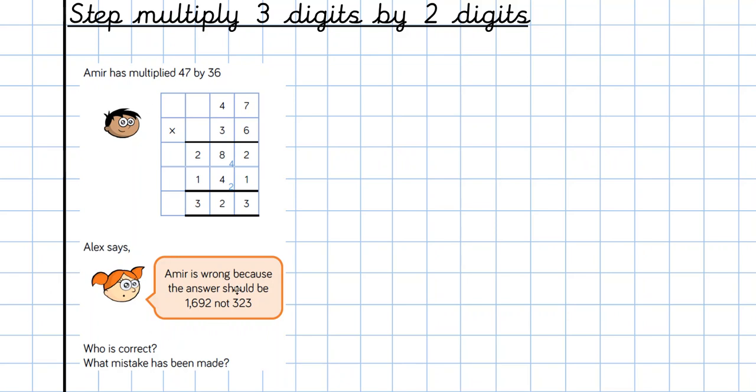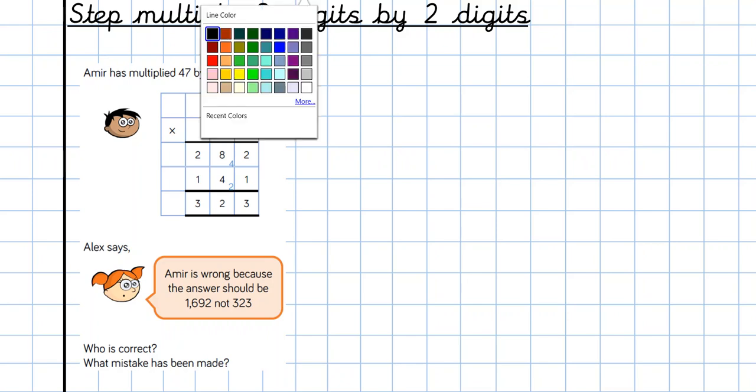So here's a little problem for us. It says Amir has multiplied 47 by 36. Alex says Amir is wrong because the answer should be 1692 and not 323. Who is correct? Is it Amir or is it Alex? I would suggest that you have a go at this calculation for yourself to help you work out whether it's Alex or Amir who is correct. So pause the video and have a go, and then we'll have a look at it together in a minute.